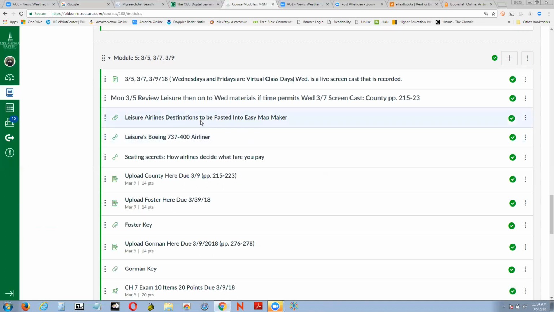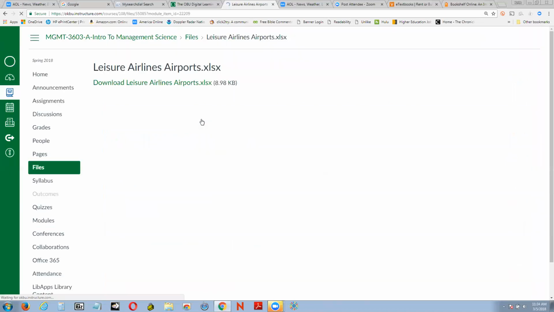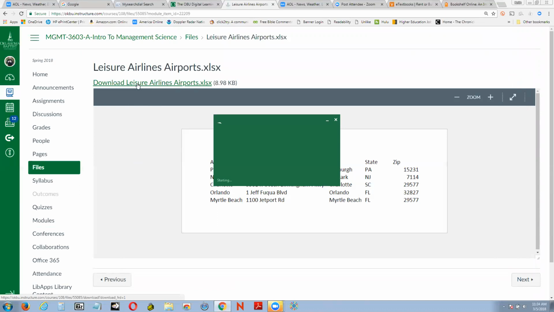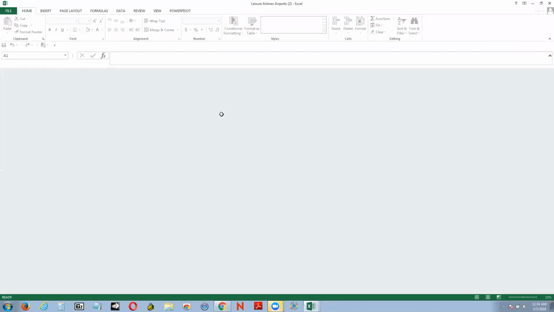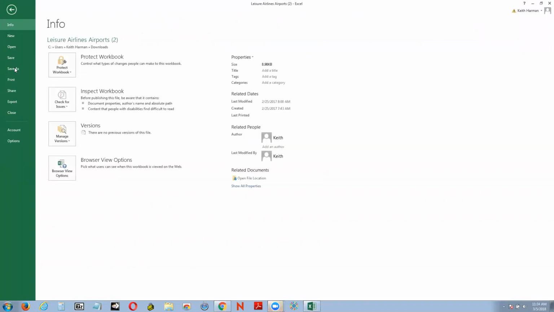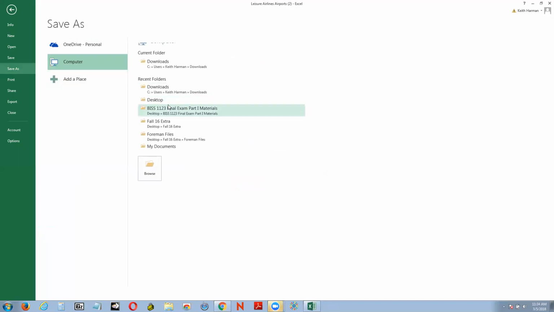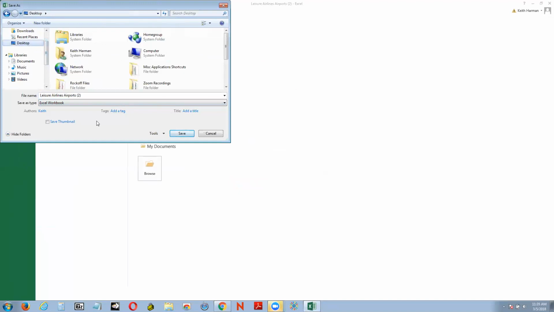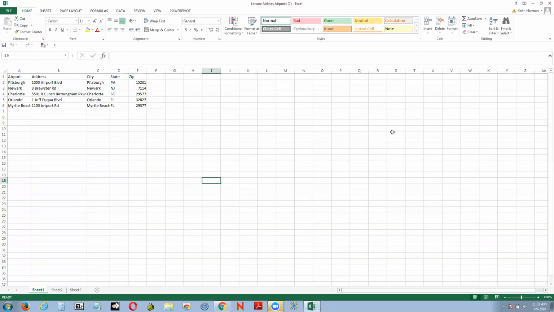Now, I wanted to show you something that might not necessarily be terribly fun, but this shows you the address of the different airports, okay? And I'm going to download this, and so you can kind of see the flow, all right? And I'm going to save this on my desktop. And this is going to be Leisure Airline Airports desktop. Save it here, okay? And then I'm going to diminish this down, all right? In fact, I can close it off because I've saved it.